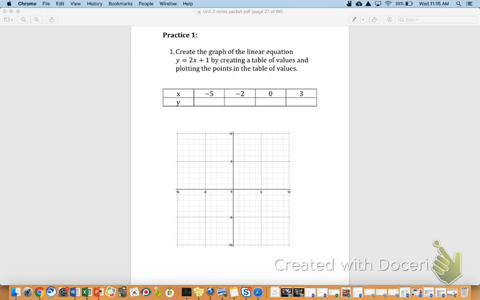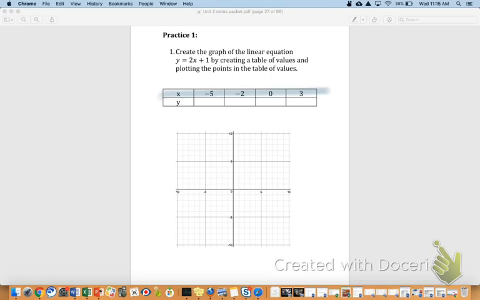Here is my set of x values. You'll remember in function notation, what do the x's go with? Do the x's go with your range or do they go with your domain? Domain. They go with your domain. So I've given you a domain here. The domain is -5, 2, 0, and 3. And what we're supposed to figure out is what's the range. Here's how we do it.